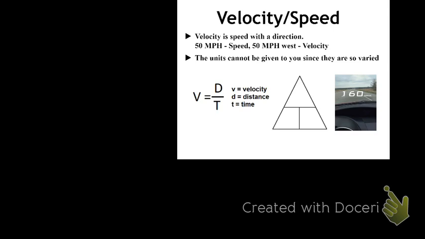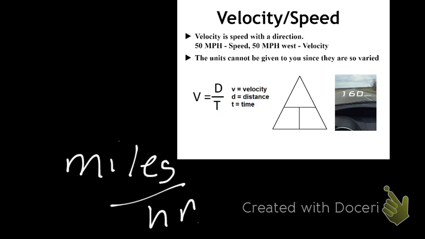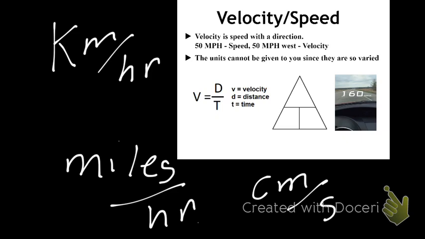We're going to be using the v equals d over t formula to figure out our velocity in this unit, meaning velocity is equal to distance over time. So when you have distance over time, that's where you get miles per hour. That's distance in miles, per, and then hour. Or you have kilometers per hour or centimeters per second.